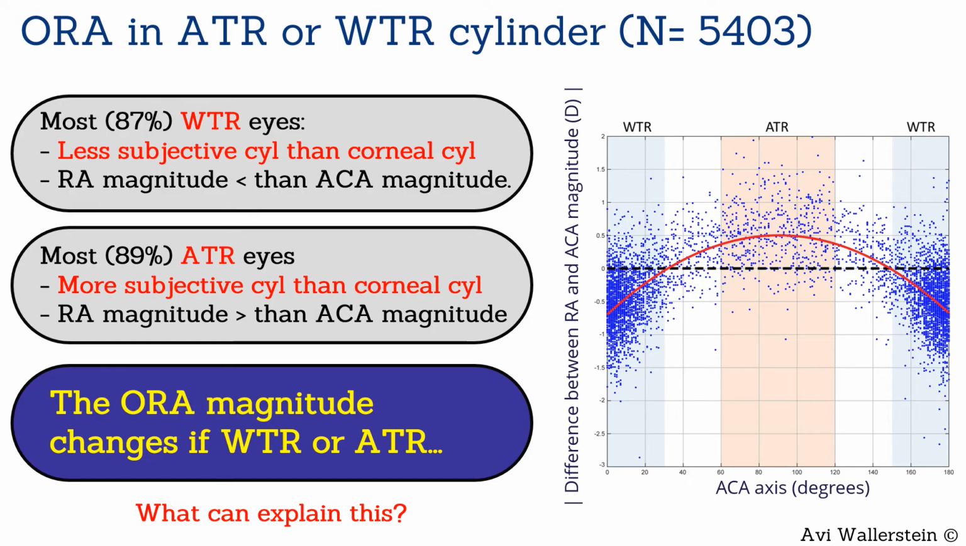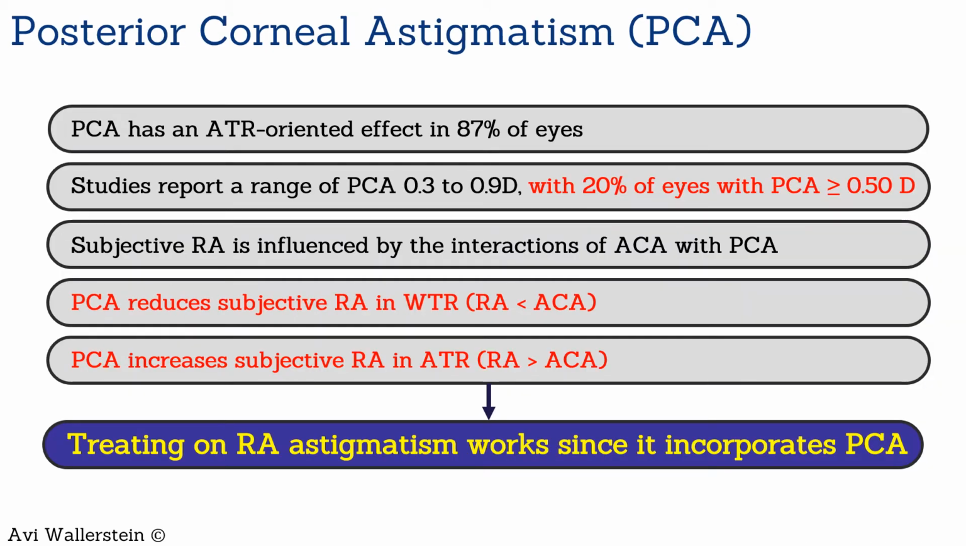We have shown that most with the rule eyes have less subjective CIL than corneal CIL. RA magnitude is less than ACA magnitude, while most against the rule eyes have more subjective CIL than corneal CIL, and RA magnitude is greater than ACA magnitude. The ORA magnitude changes if with the rule or against the rule. What can explain this? Posterior corneal astigmatism.